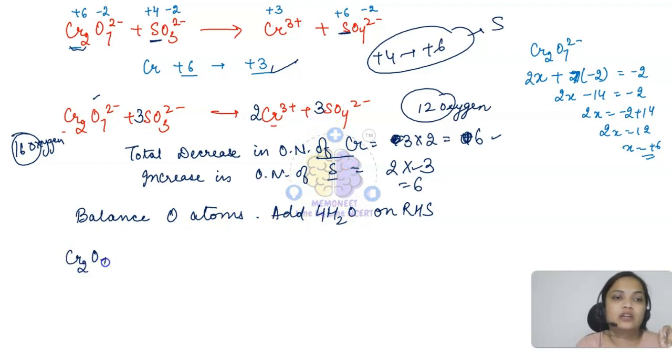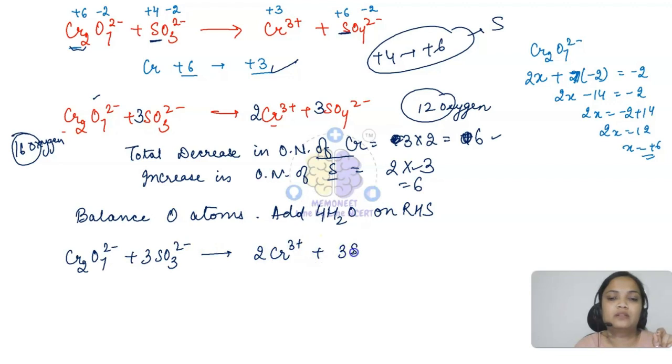So let's write the equation again. It will become 3SO3 2- gives 2Cr3+ plus sulfate ion plus 4H2O. So when I have written 4H2O, the number of oxygen atoms has now become equal. See, chromium is equal, sulfur is equal, oxygen is equal, we are left with hydrogen, which is not equal.